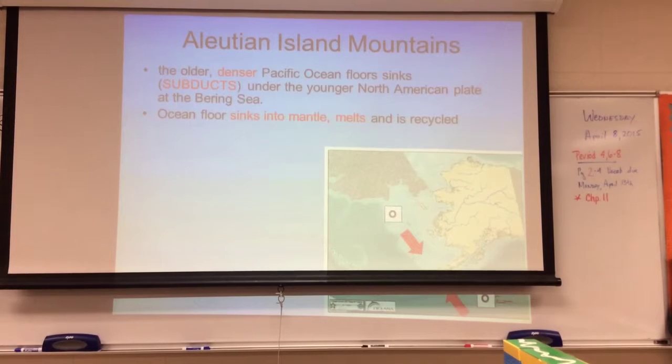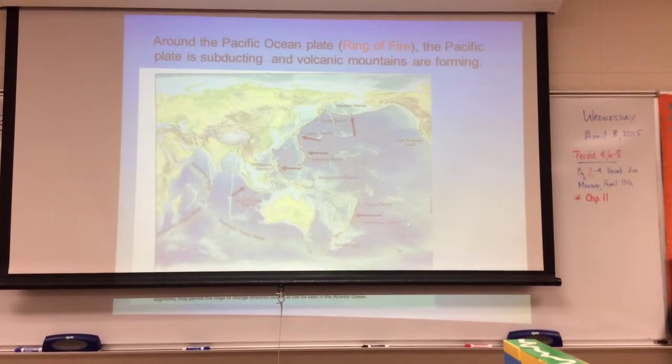The ocean floor sinks into the mantle and melts and is recycled. A chain of volcanic islands forms. Around the Pacific Ocean, we have that ring of fire. The Pacific plate is subducting, or moving under, and the volcanic mountains are forming.